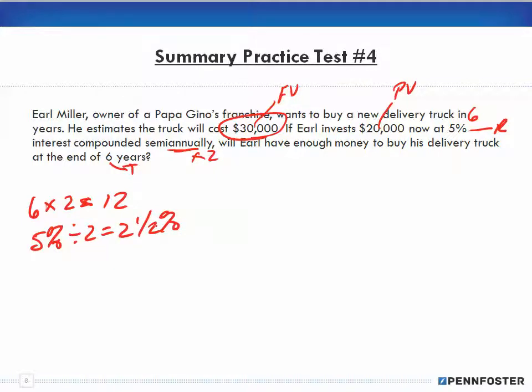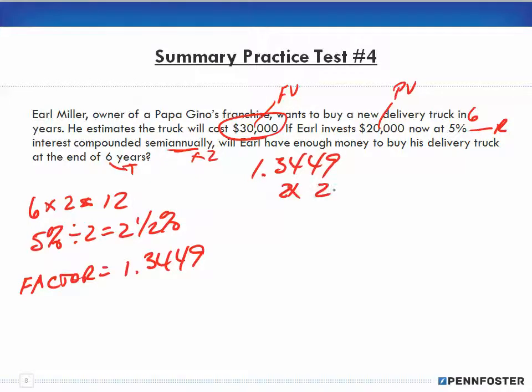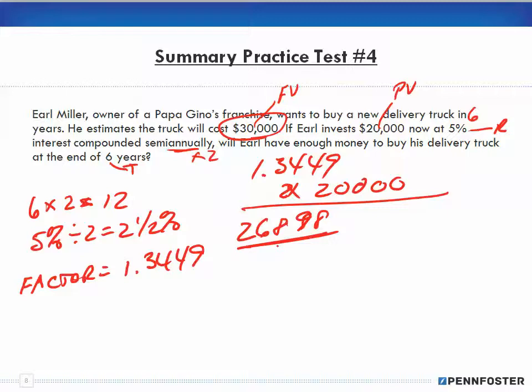And if you look it up in the Business Math Handbook, that factor is going to be 1.3449. So we take our 1.3449 and we multiply it by the 20,000. And we end up with 26,898. So that means he's not going to have enough money in order to pay for the $30,000 vehicle.